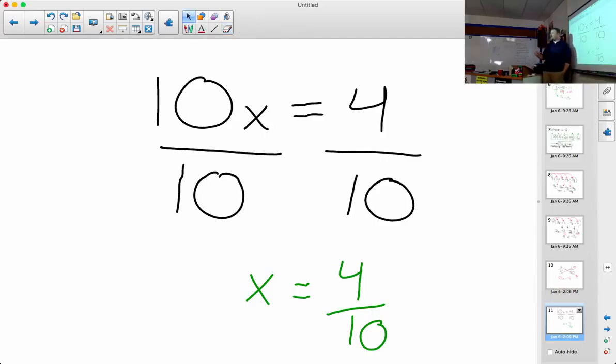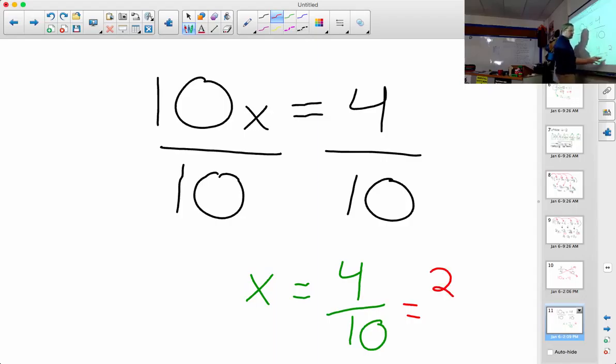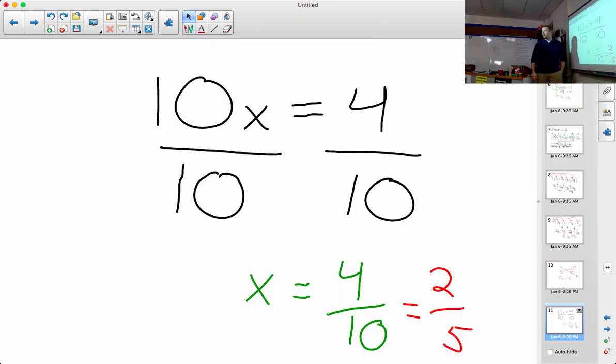Can I simplify 4/10, however? Yes. What goes into both 4 and 10? 2. So 2 goes into 4 how many times? 2 times. And 2 goes into 10 how many times? 5 times. So the answer is 2/5 or 0.4. 0.40 would be the decimal. Okay? So that's how we solve proportions. Today's lesson focuses more on a geometry perspective, so working with triangles mostly. Let's take a look at that today.